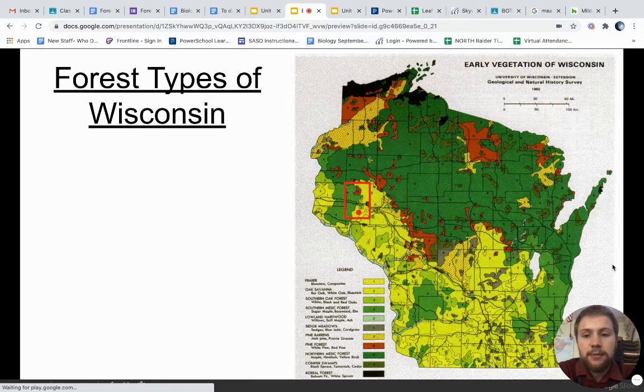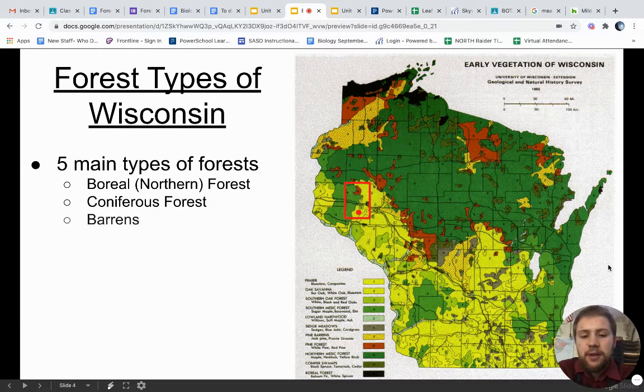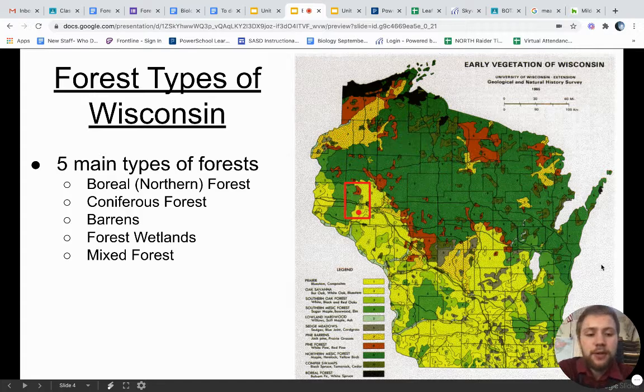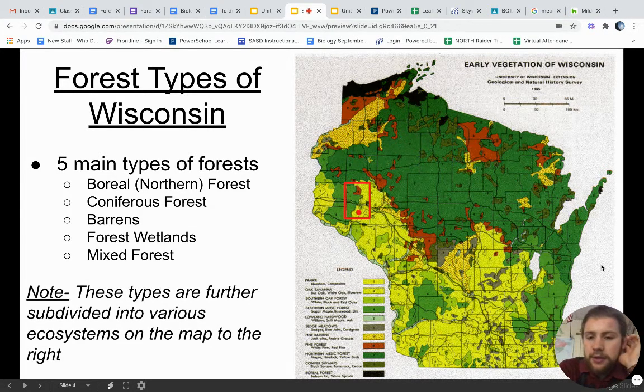All right, so the 5 main types, as I talked about before, are the boreal or northern forest, coniferous forest, the barrens, the forest wetlands, and the mixed forest, and I will talk about them in that order. Note that on this map, there are more ecosystems than the 5 forest types I'm talking about. Some of these wouldn't even be a forest at all. Prairie, for example, we wouldn't classify as a forest.